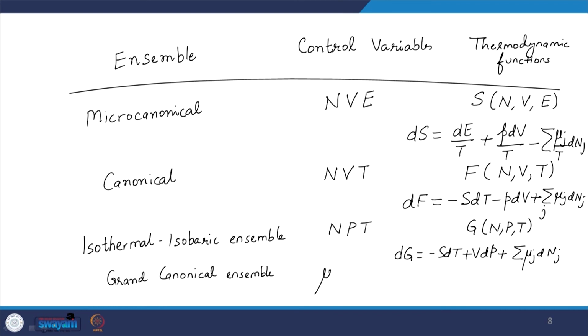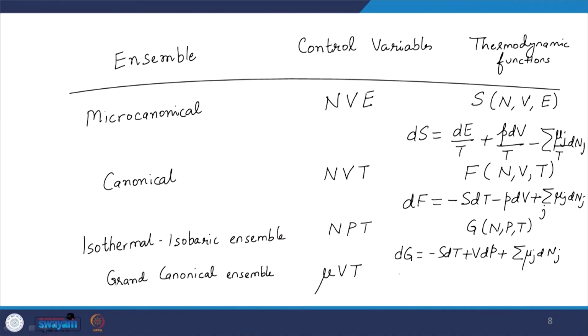and in that case the control variables are mu, V and T, that is the chemical potential, volume and temperature, and we can define a grand canonical potential, a function of mu, V and T, that is d omega = -S dT - P dV - sum over j of N_j d mu_j.